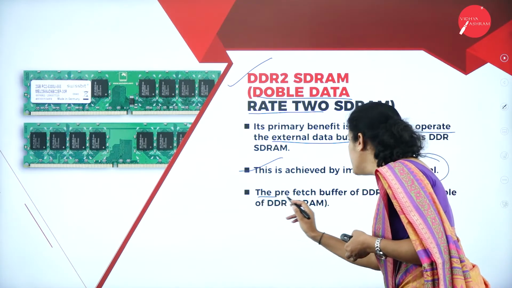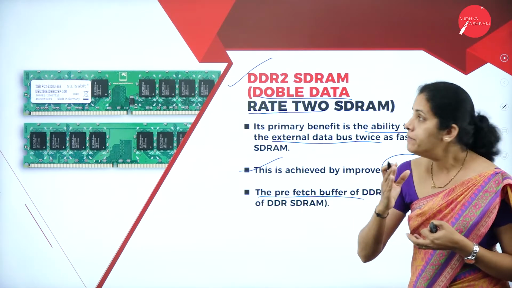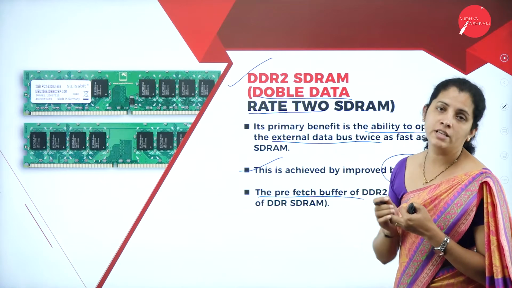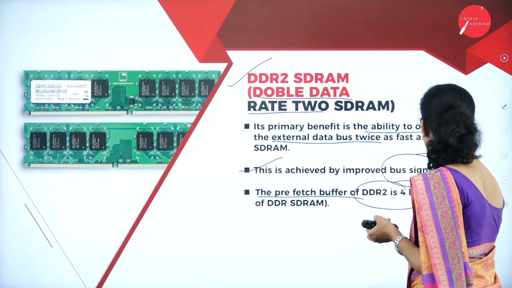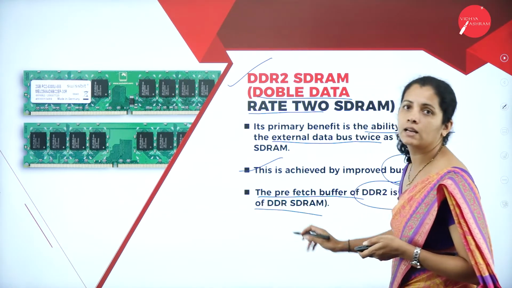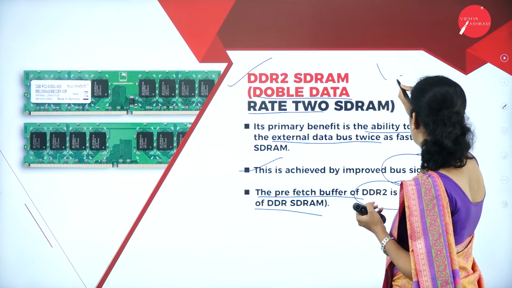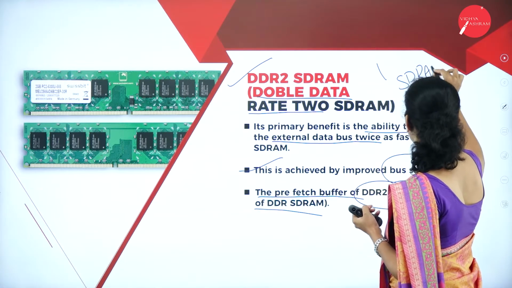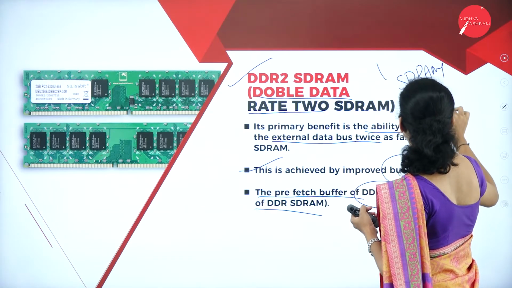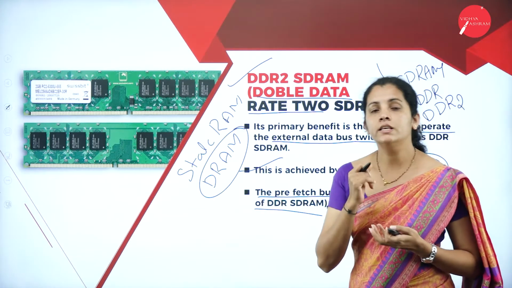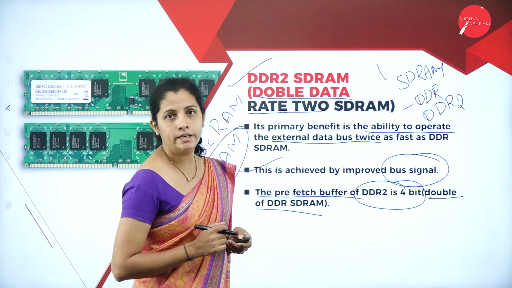Along with that, the prefetch buffer of DDR2 is 4 bits. In the previous DDR, the prefetch buffer size is 2 bits. Here it is 4 bits, so it is called double of DDR. These are some of the characteristics of DDR2. So in SDRAM, we have DDR and DDR2. These are some of the characteristics and features of DDR and DDR2.